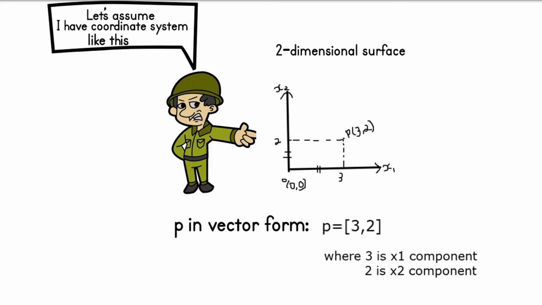We can represent a point basically using a vector. So we can write a vector as P equal to 3, 2, which is a two-dimensional vector where 3 is the x1 component and 2 is the x2 component. Just remember all this terminology I am using.